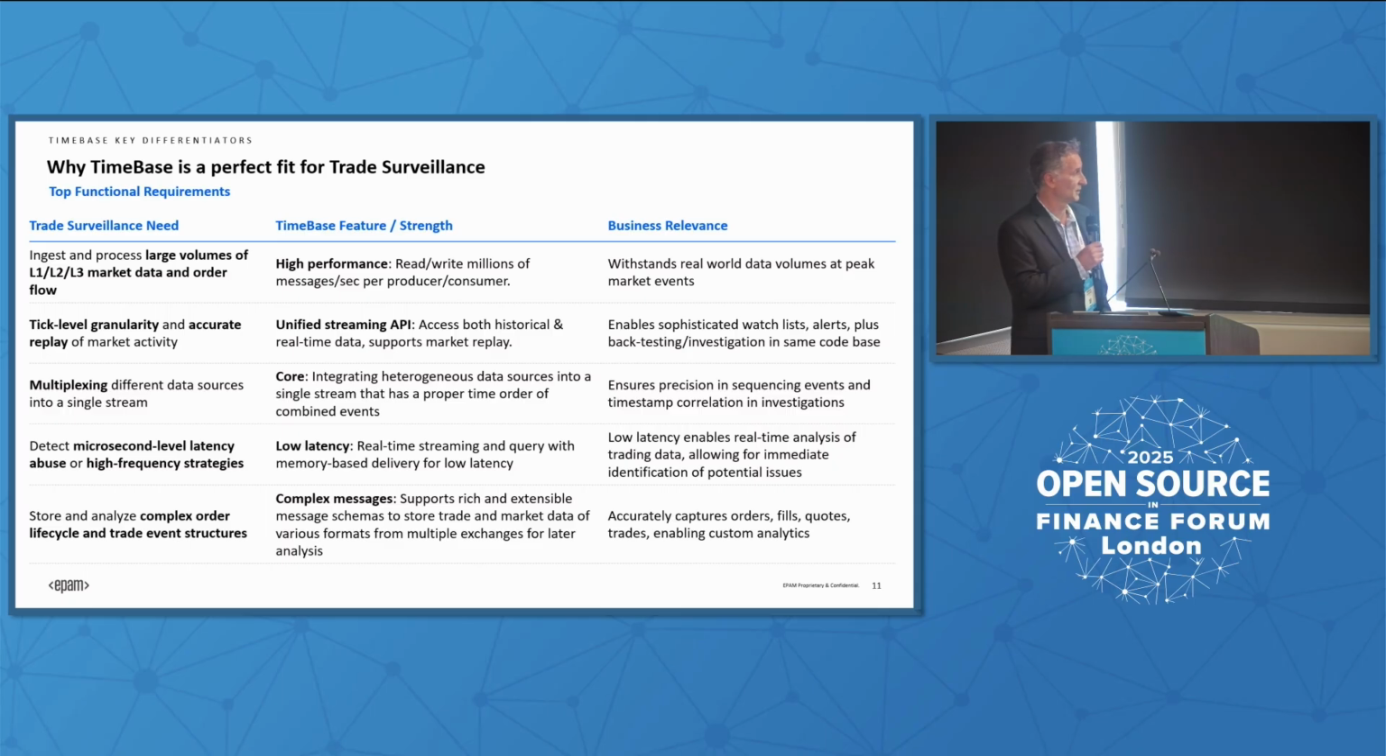One additional important feature for trade surveillance is the ability to combine streams of data, because you have to capture market data, you have to capture the order book, you have to capture quite a bit of different streams that will help you with your investigation, and then you need to properly time slice it in a single stream. So that's one of the important features of TimeBase's multiplexing.